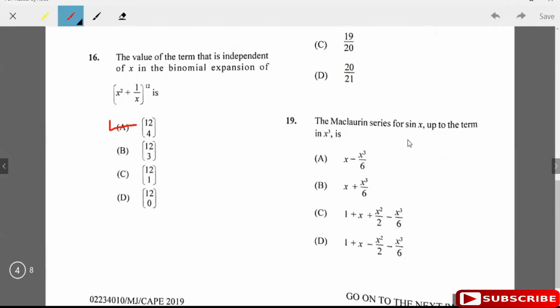All right. Question 19. Sin x, I believe, is A, x minus x cubed over 6. That's a repeat question as well.